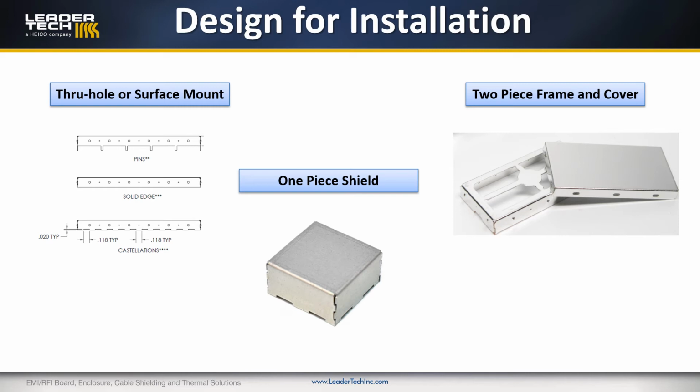When you're looking at doing a shield, you have to decide whether you're going to do a one piece or a two piece. One piece is just a box that is directly soldered to the circuit board, and then it's not coming off. The other option is to do a two-piece frame and cover. So the frame is soldered down onto the circuit board, and then we design a removable cover. This allows you to access components underneath while still getting great shielding effectiveness.